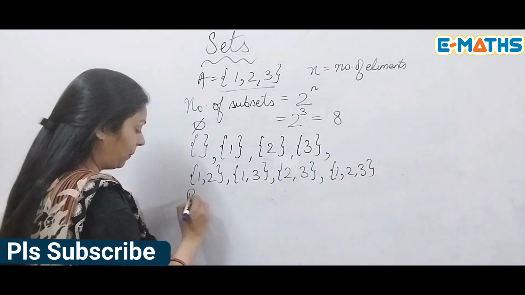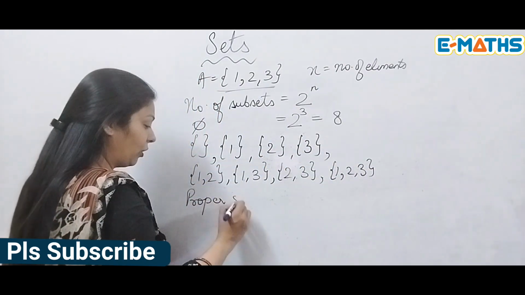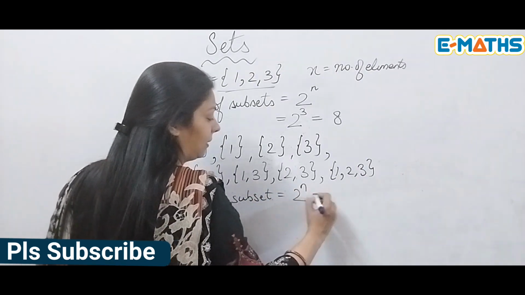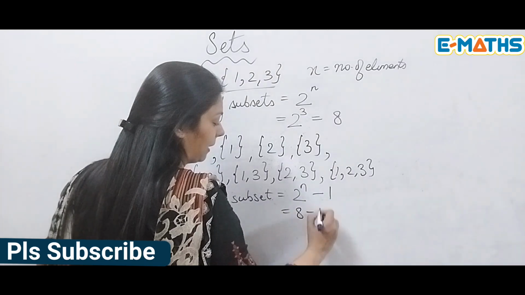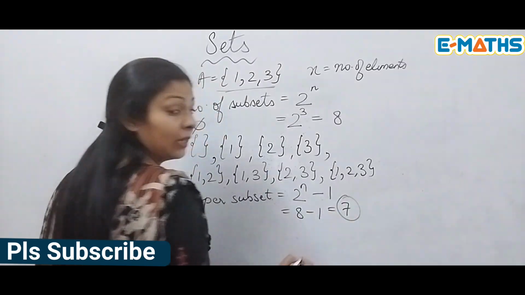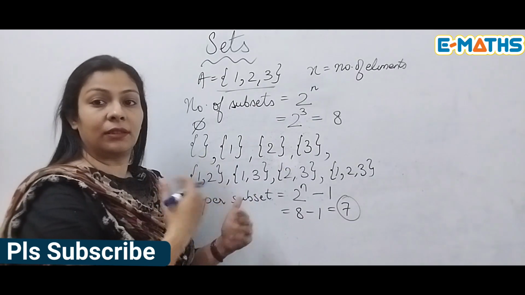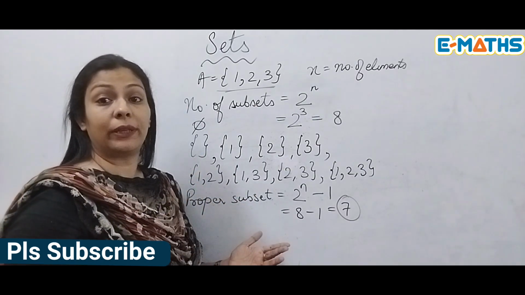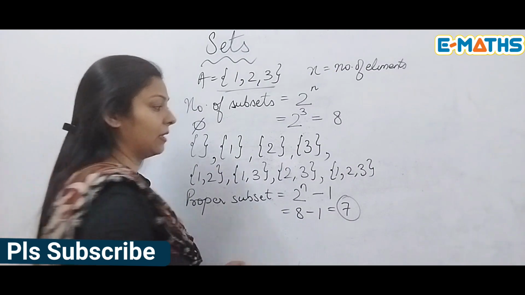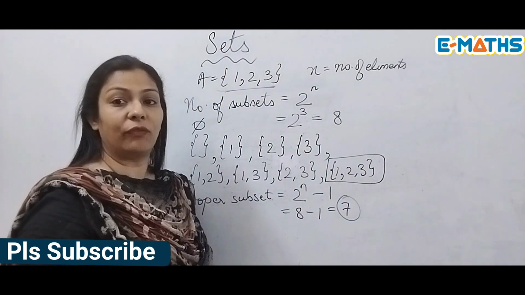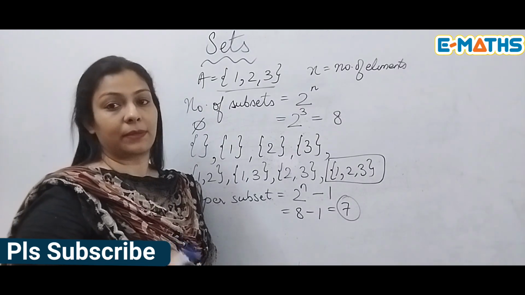And while forming proper subsets, as I told you, it will be 1 less than the number of subsets. So it will be 2 to the power n minus 1, that means 8 minus 1, that means 7. It will have 7 proper subsets, and now the question will be which one are we going to exclude while forming proper subsets. So this is the one which we will not include while forming proper subsets.